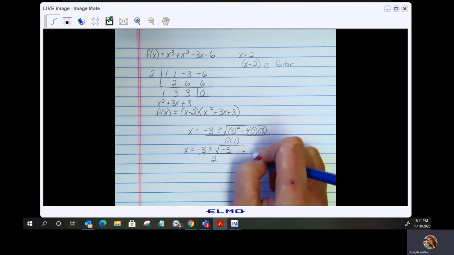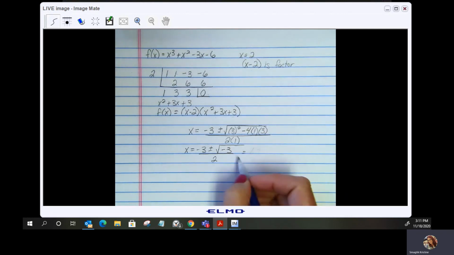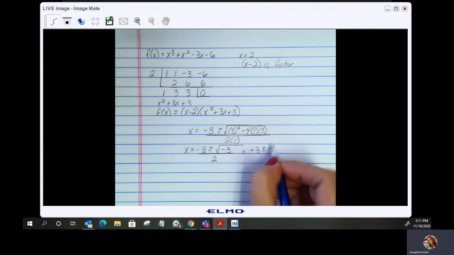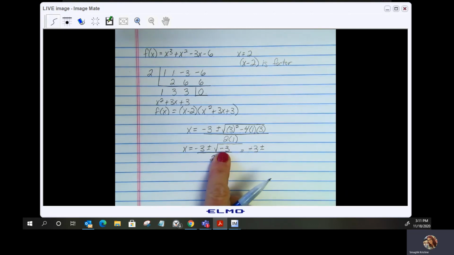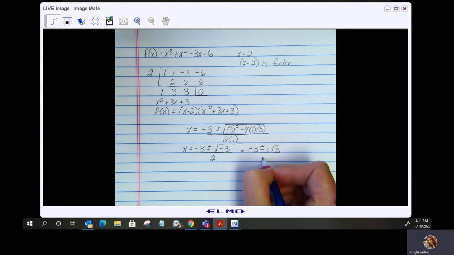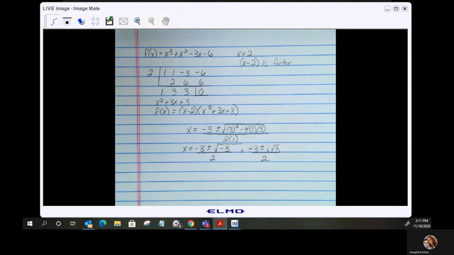You need to write that. Okay, so let's just break this down again. I'm going to have negative 3 plus or minus, let's break this down. You see a negative under the radical, that comes out as an i, the imaginary unit. Square root of 3, we cannot do anything with that. We're going to leave it there. So this is going to be i times the square root of 3 all over 2.